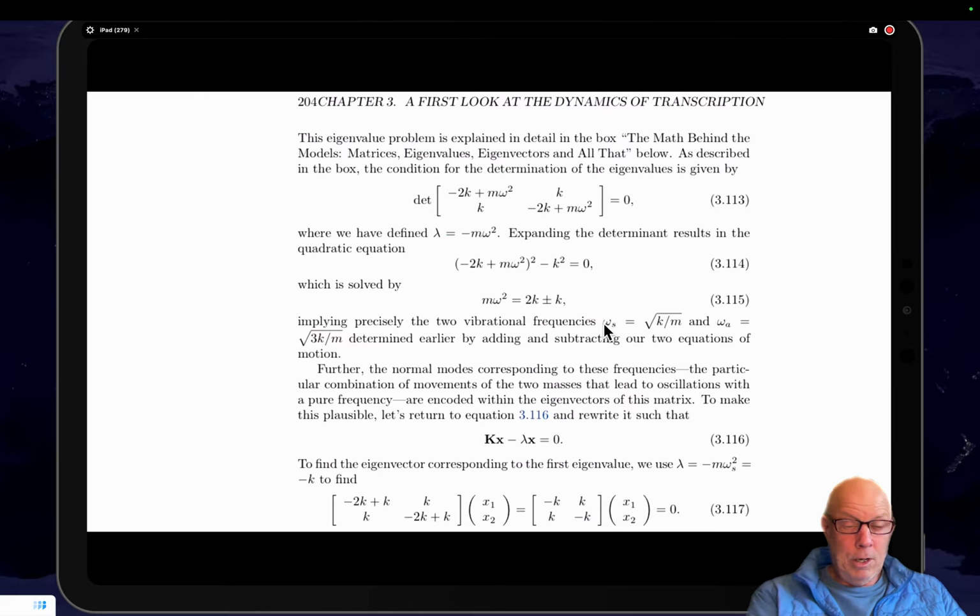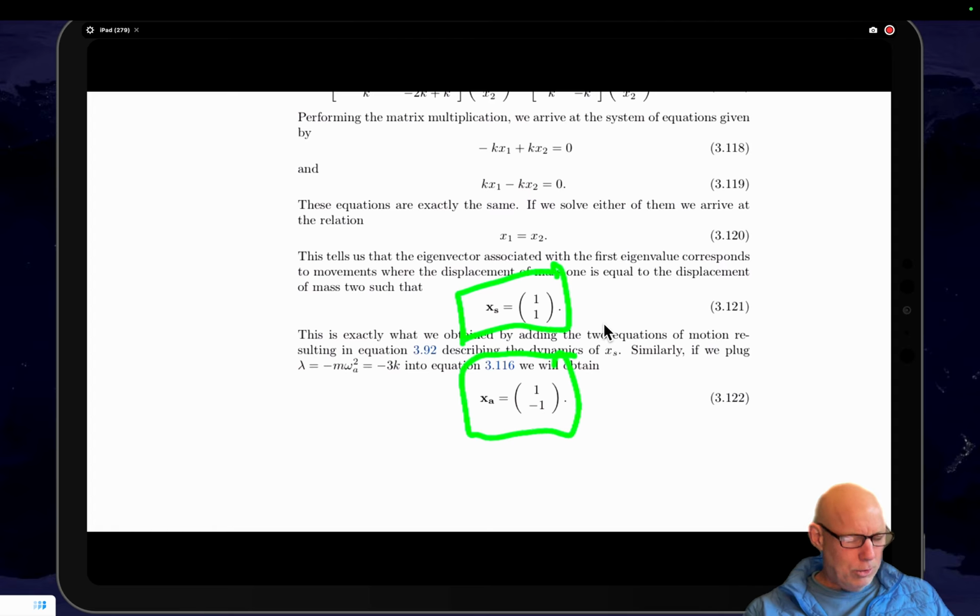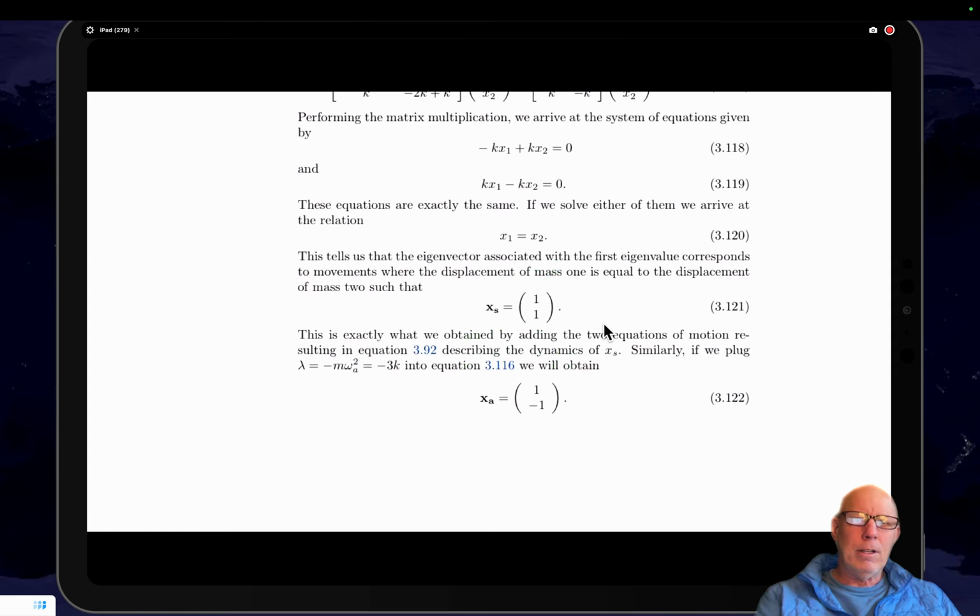So that's really quite amazing. And where this leads is that we can then work out what are the two directions, what are the two linear combinations of our original x's that yield those particular eigenvalues.